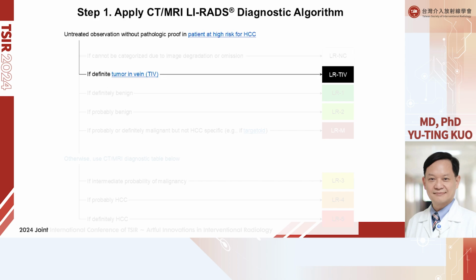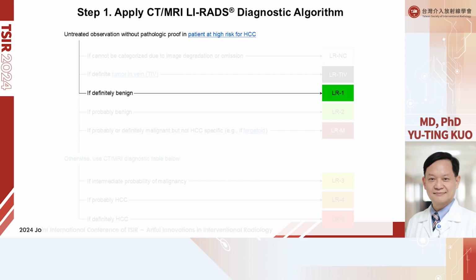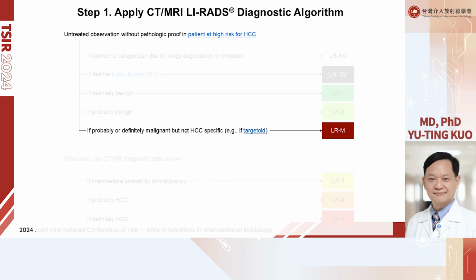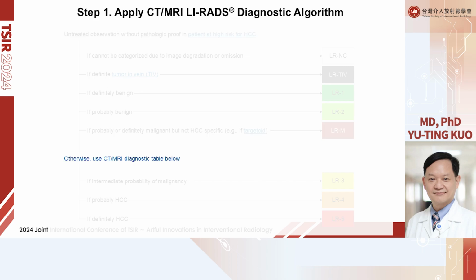And then we check for any tumor event, and whether the lesion is benign, such as a hepatic cyst or hemangioma. Probably benign is when we are a bit uncertain about the benign finding. And then LR-M shows a targetoid appearance. If not within these criteria, then we go to LR-3, which is intermediate probability of malignancy. LR-4 is probably HCC. And if the lesion fits the criteria of LR-5, then it is definitely HCC.